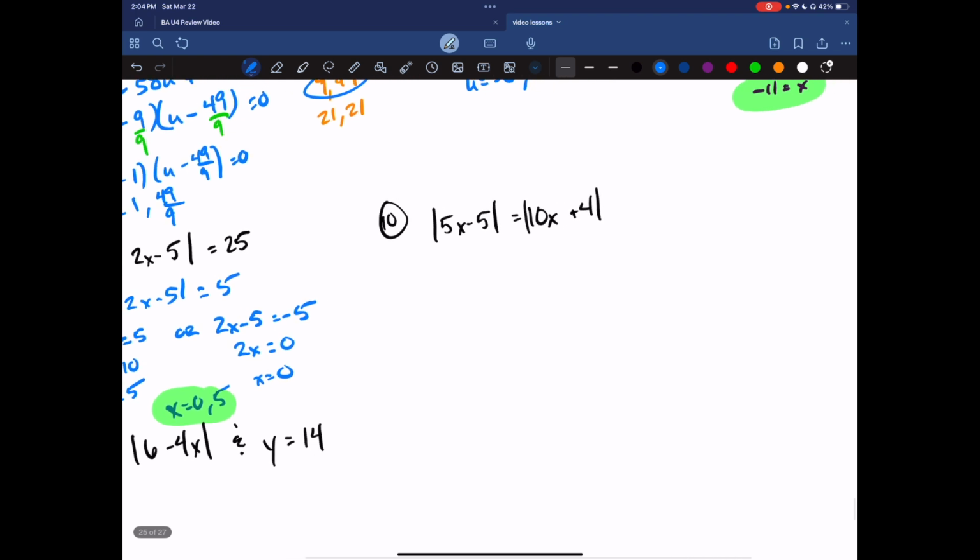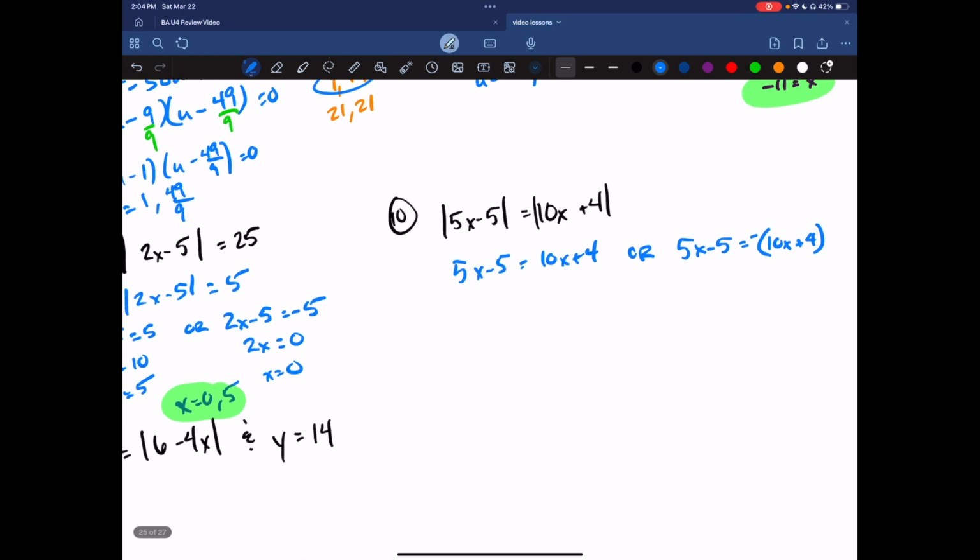Right? Number 10, you have two absolute values, one on each side. Well, you do the same thing. You got 5x minus 5 equals 10x plus 4, or 5x minus 5 equals the negative of that. I don't know what that is, but we're going to find out. Right? So I'm going to move the 5x to the other side. So it's going to be -5 equals 5x plus 4. I'm going to move the 4 to the other side by subtraction. Let's see, that's going to be 5x equals -9. And so that's going to be x equals -9 over 5. Right? That's one answer.